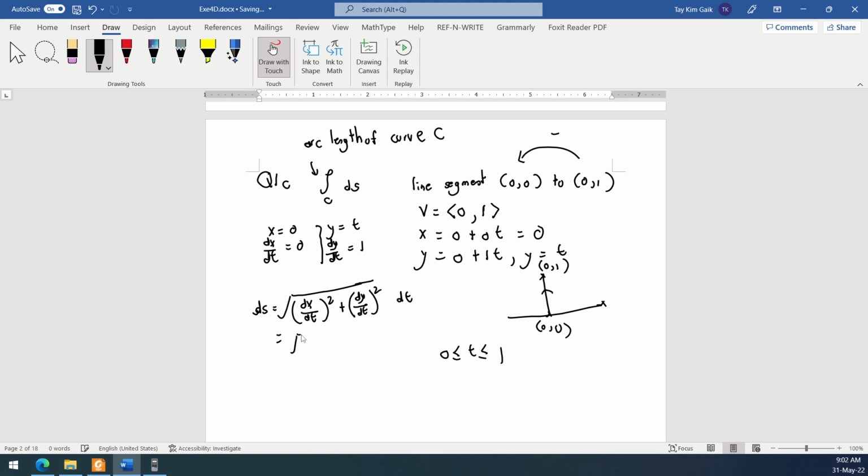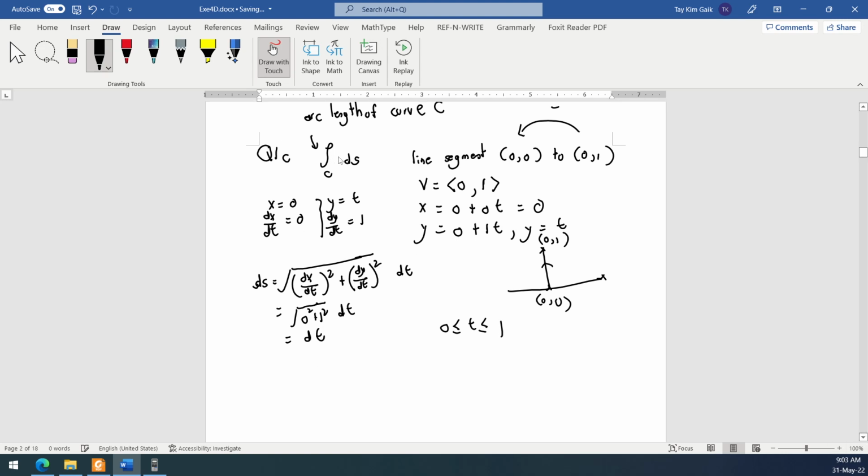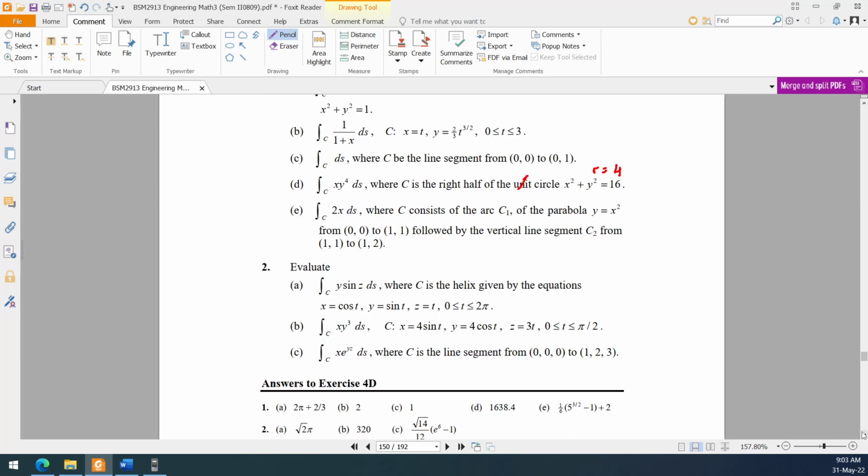So you have 0 squared plus 1 squared dt. So ds is also equal to dt. When the integrand of the line integral of a scalar field is equal to 1, this represents the arc length of curve C. So the integral of ds along curve C, ds equal to dt, t from 0 to 1. So the answer is 1. Question 1c, the answer is 1.